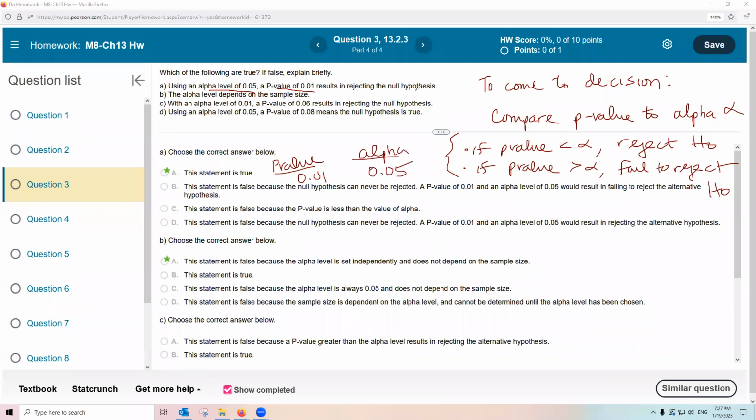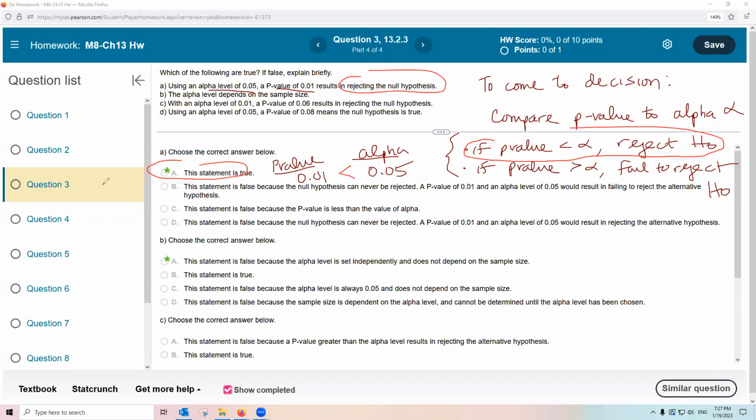Is this p-value less than alpha? Yes, it is. 0.01 is a number less than 0.05. Well, if the p-value is less than alpha, you should reject the null hypothesis. And so their statement is true. We would reject the null hypothesis. So part A is true.